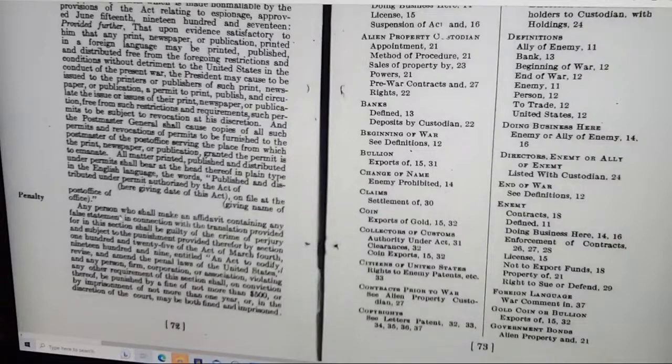All matter printed, published, and distributed under permit shall bear at the head thereof, in plain type in the English language, the words: Published and distributed under permit authorized by the act of, here giving the date of this act, on file at the post office of, giving the name of the office.